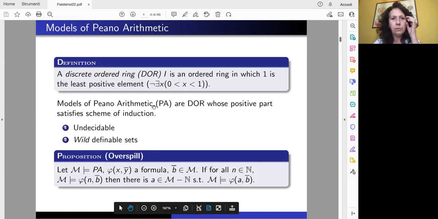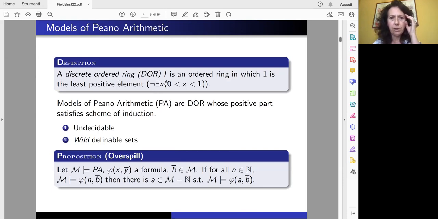So a model of Peano arithmetic, I'm going to describe what it is: a discretely ordered ring. It satisfies this further axiom: there is nothing between 0 and 1. And I will not make any distinction between the positive and the negative part, even if the axioms I showed before are for the positive part, but I will consider a model of PA as the ring.